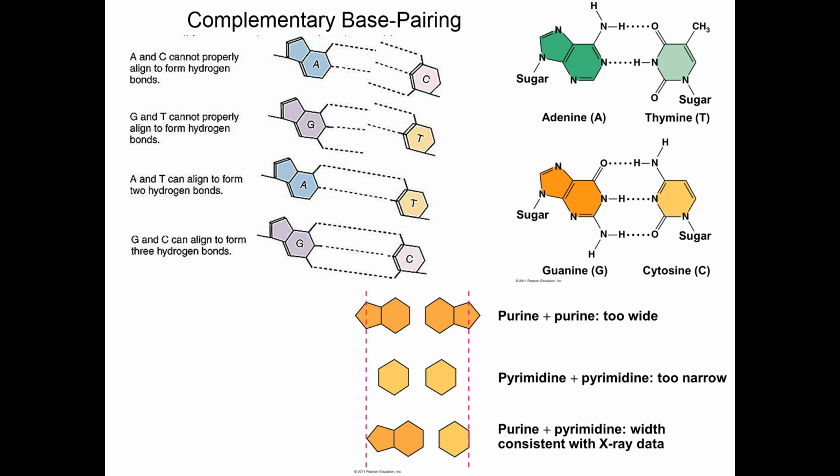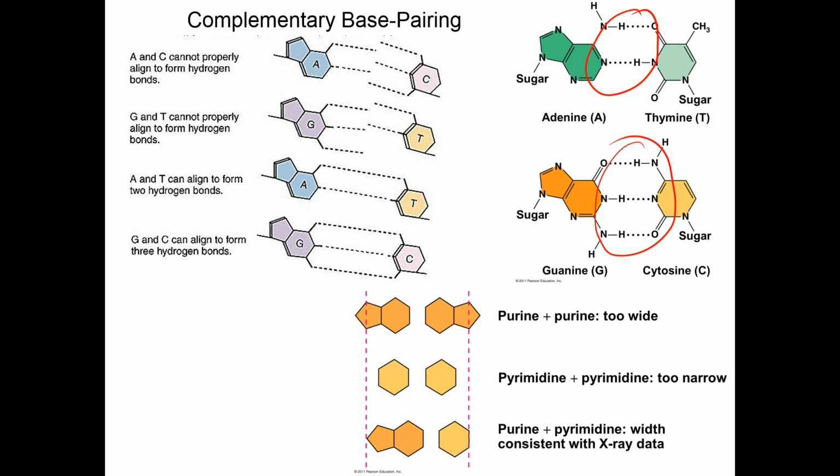Now looking at complementary base pairing, adenine always pairs with thymine, guanine always pairs with cytosine. This has to do with the ability of these particular bases to form hydrogen bonds with one another. Adenine forms 2 hydrogen bonds with thymine. Guanine and cytosine form 3 hydrogen bonds.